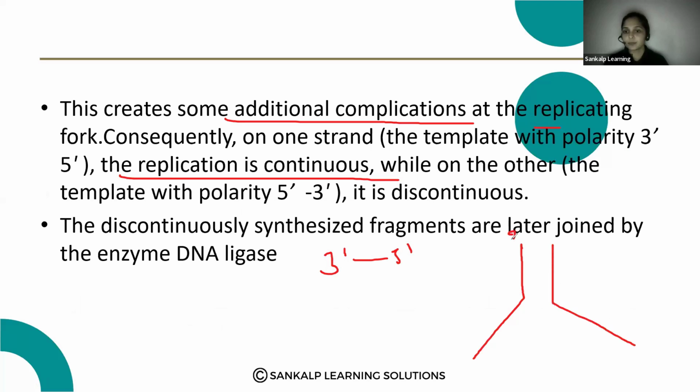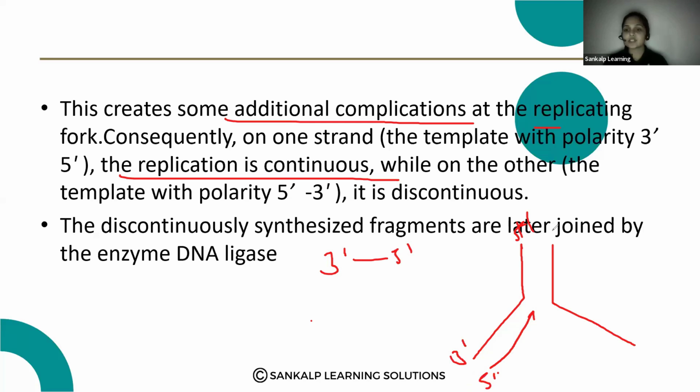So this is the 3 prime to 5 prime strand. Here the replication is continuous in the 3 prime to 5 prime strand, because the replication starts at the 5 prime end, so it continues to the 3 prime end.